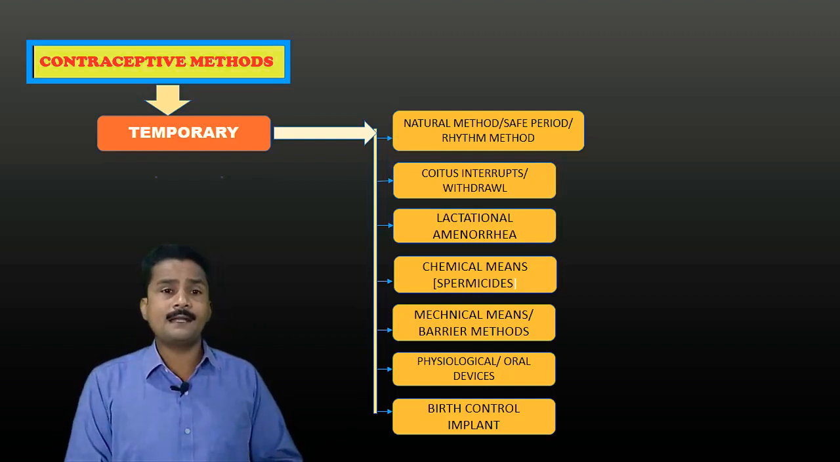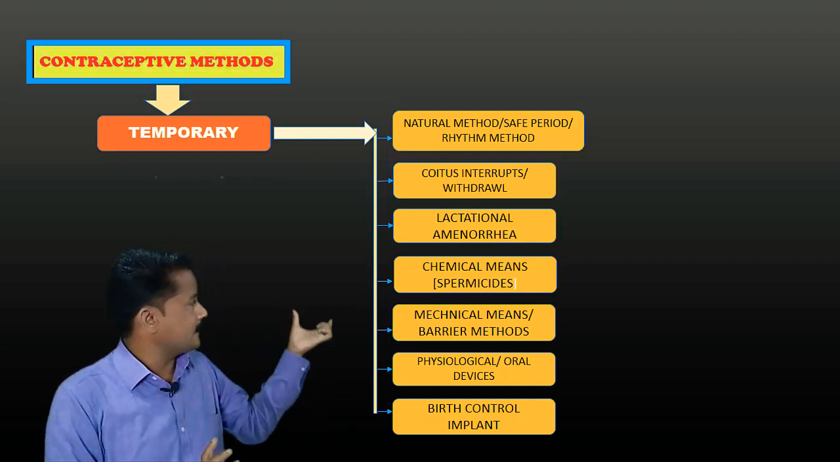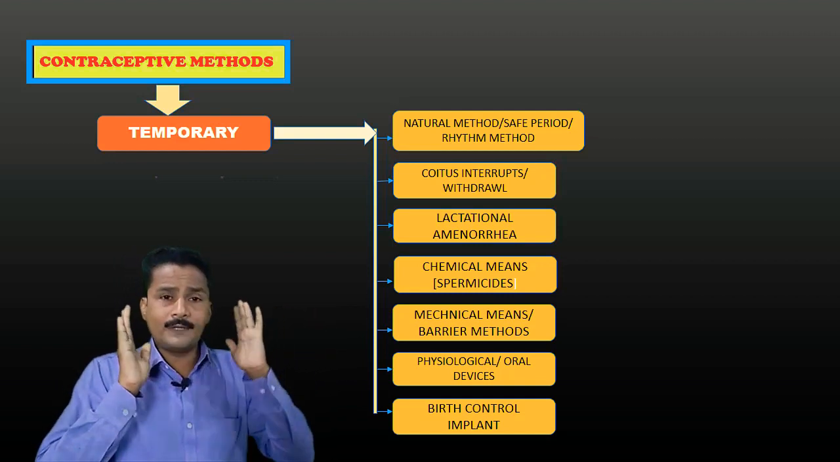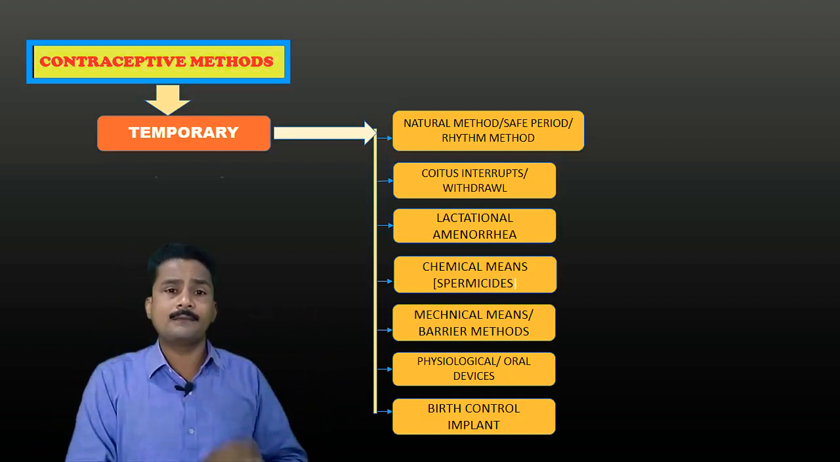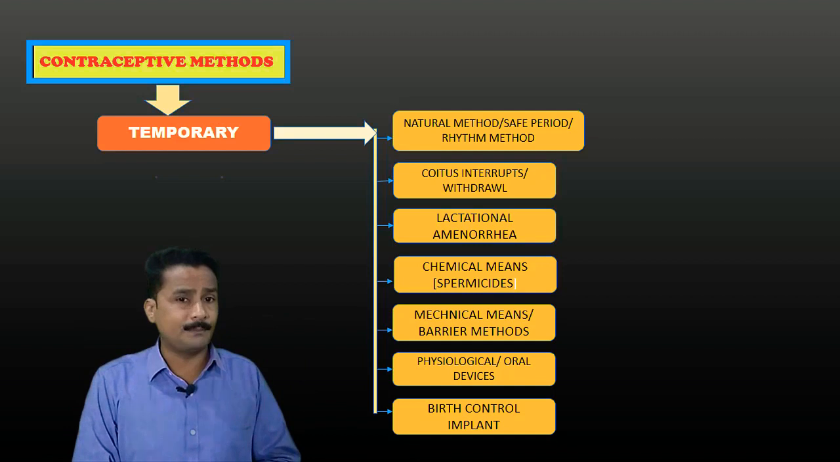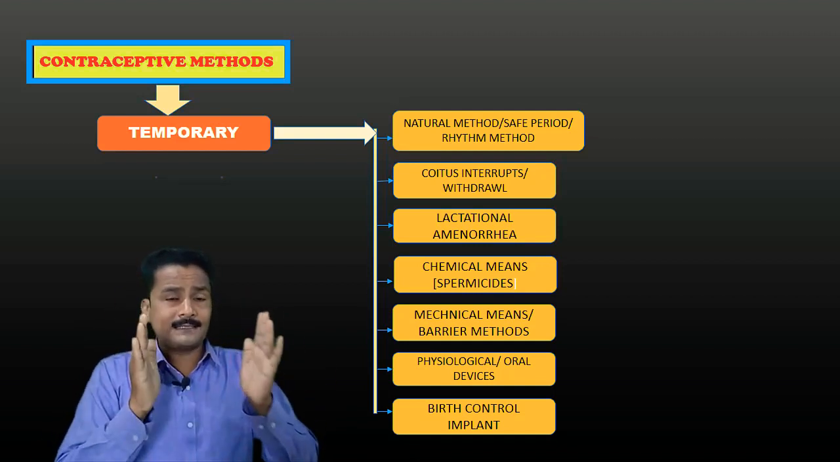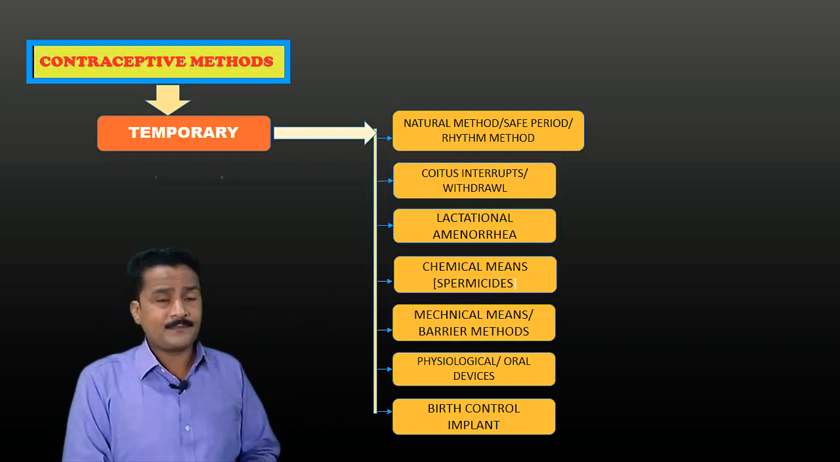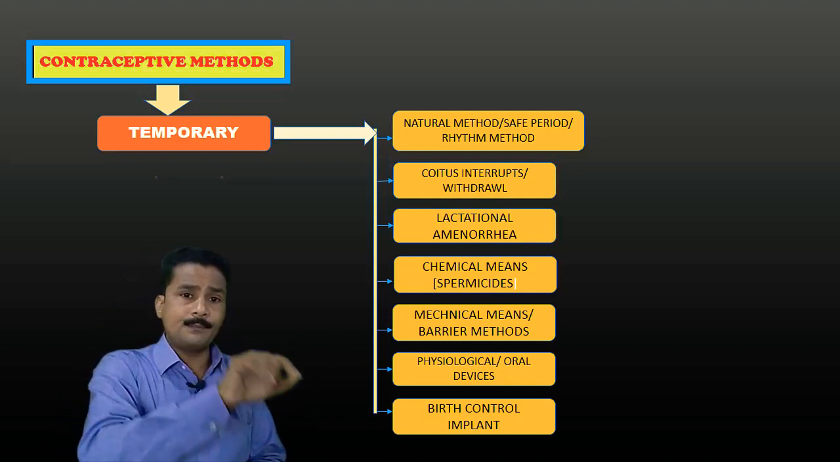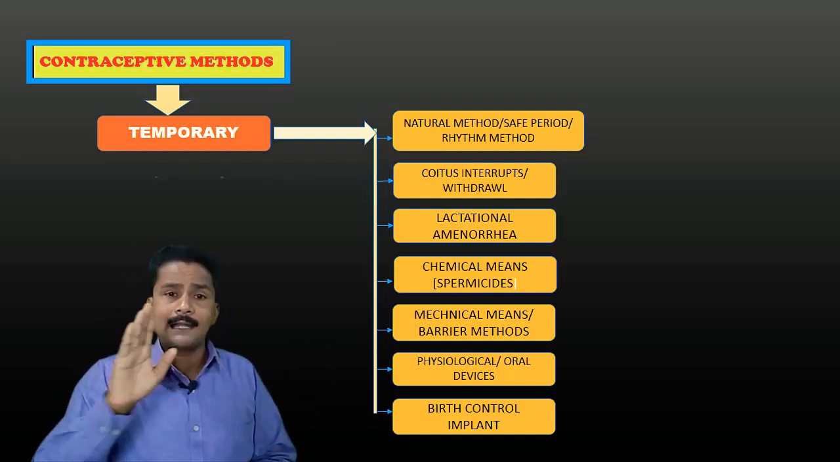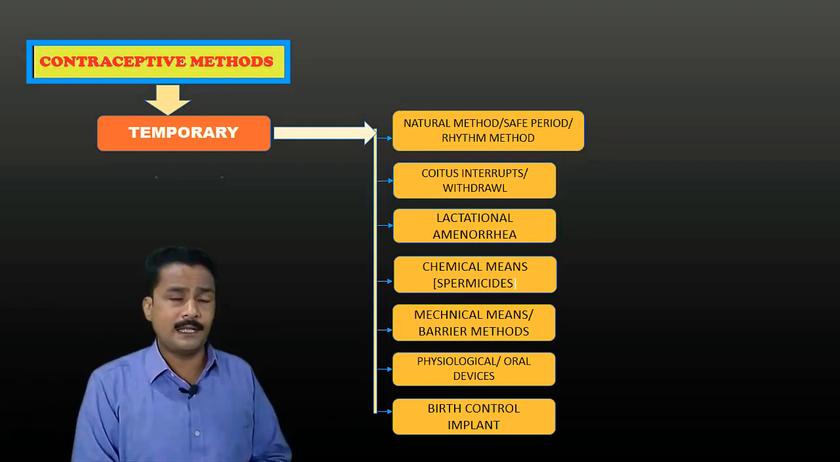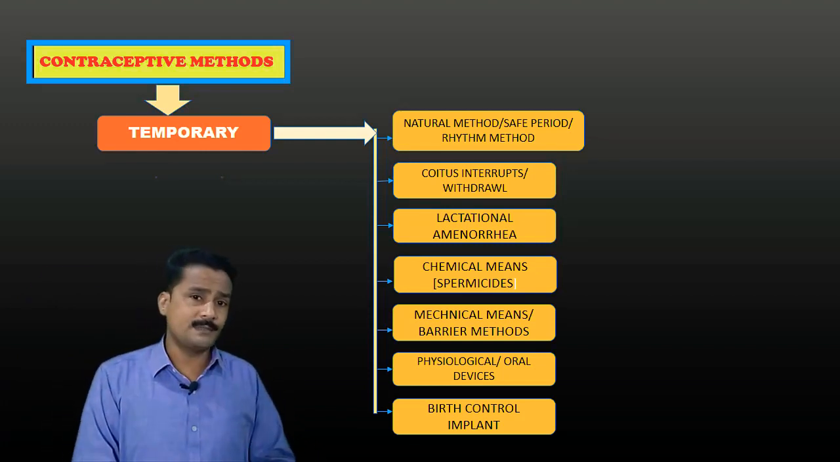What is the safe period? We can say it is the period when sexual intercourse is done without any precaution, and the pregnancy cannot be maintained. So that is the concept related to that method. A week before the menstrual bleeding and a week after the menstrual bleeding is considered to be the safe period.